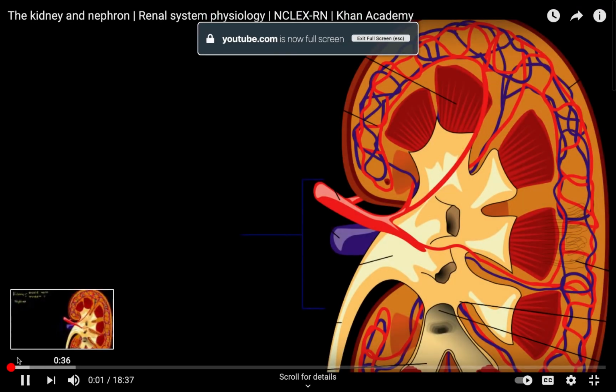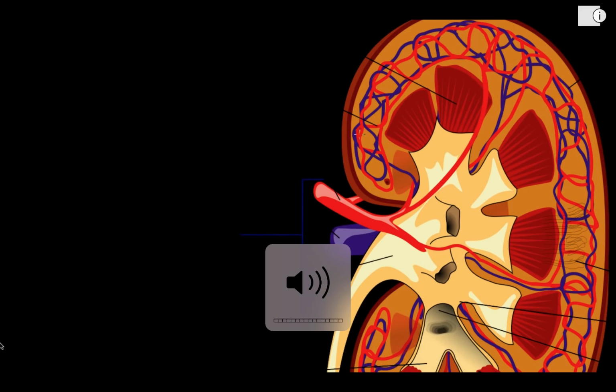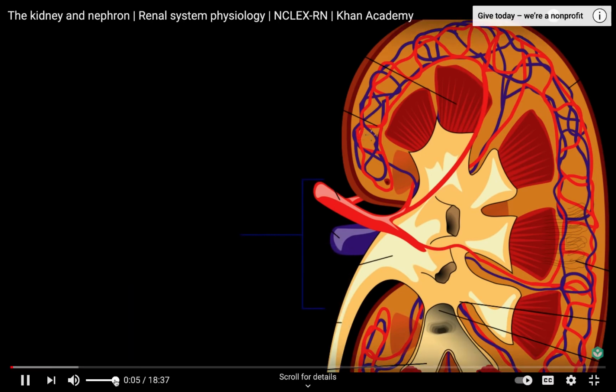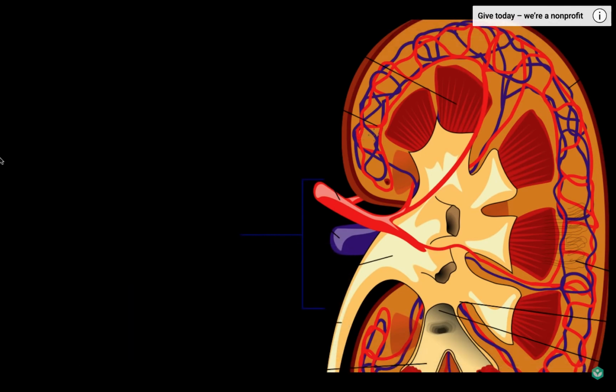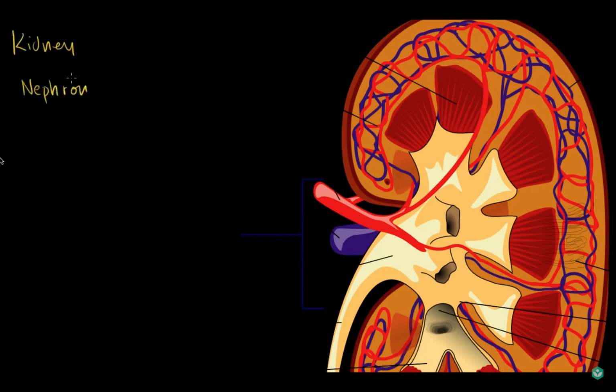What I want to do in this video is talk a little bit about the kidney, and this is a big picture of a kidney, and to talk about how it operates at its, I guess you could call it, its smallest functional level, and that's the nephron. So we're going to talk about the kidney and the nephron.